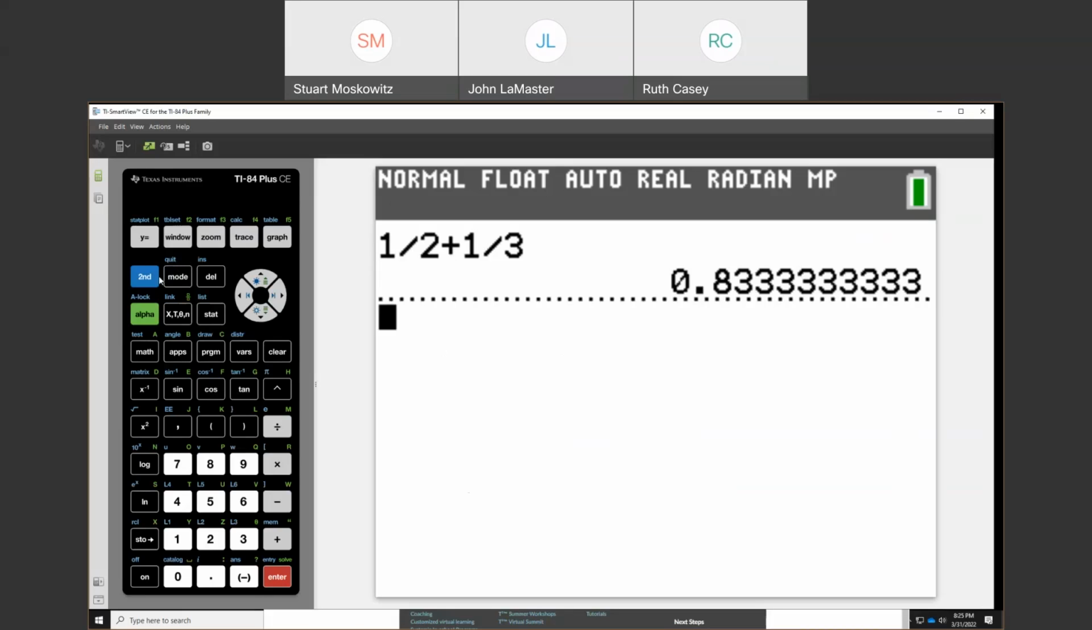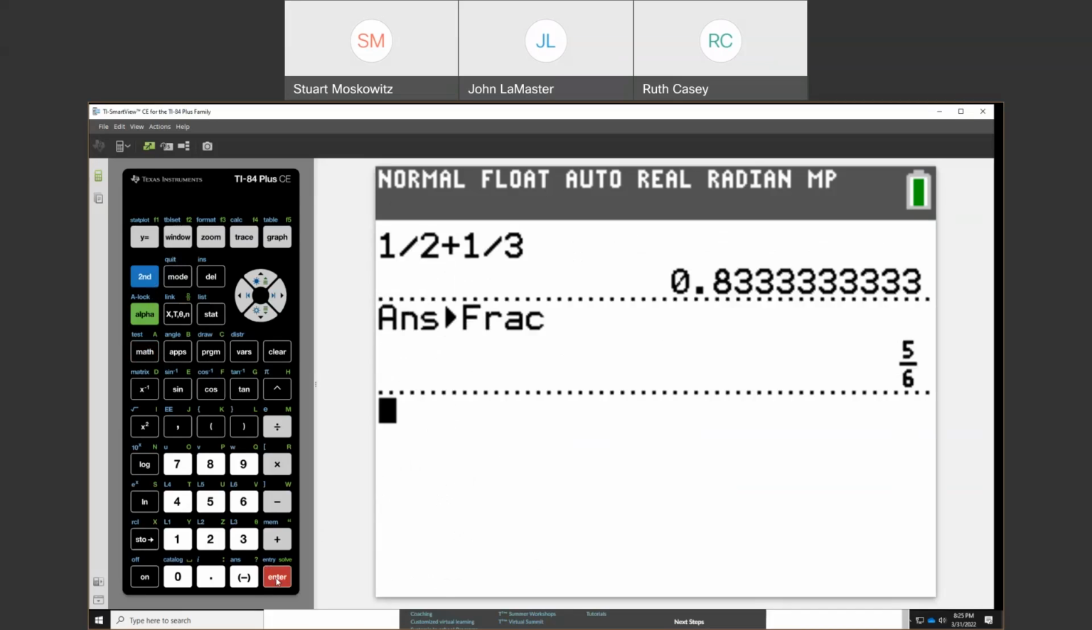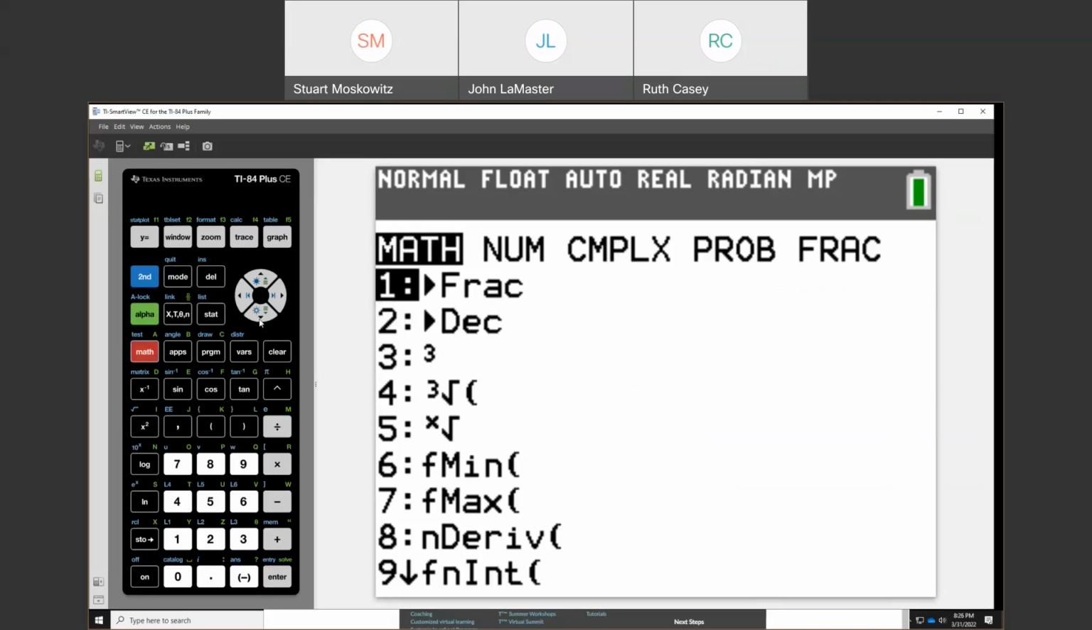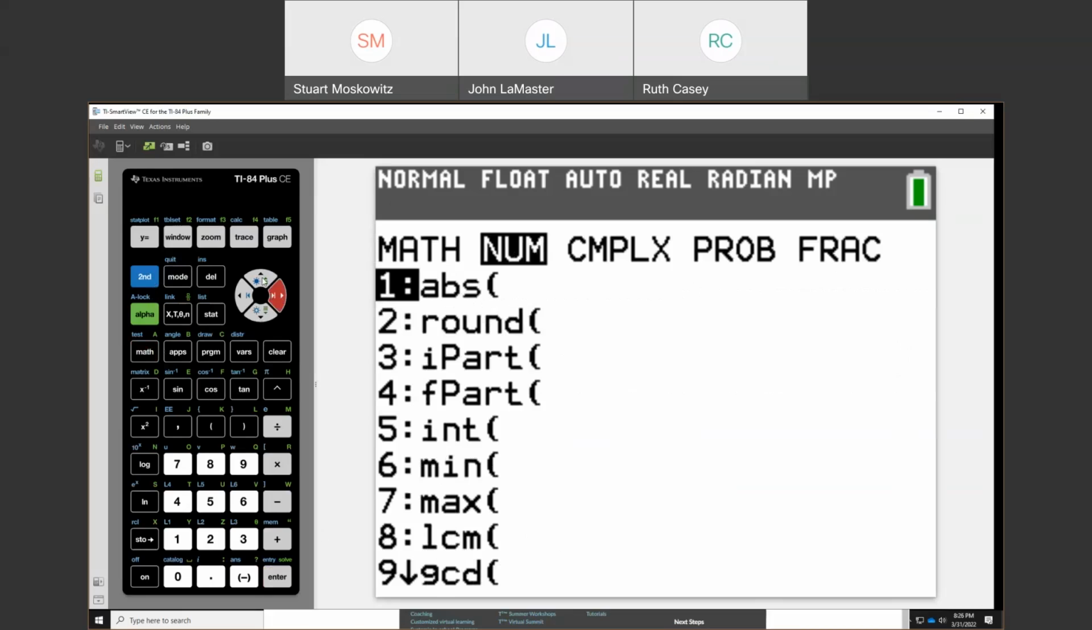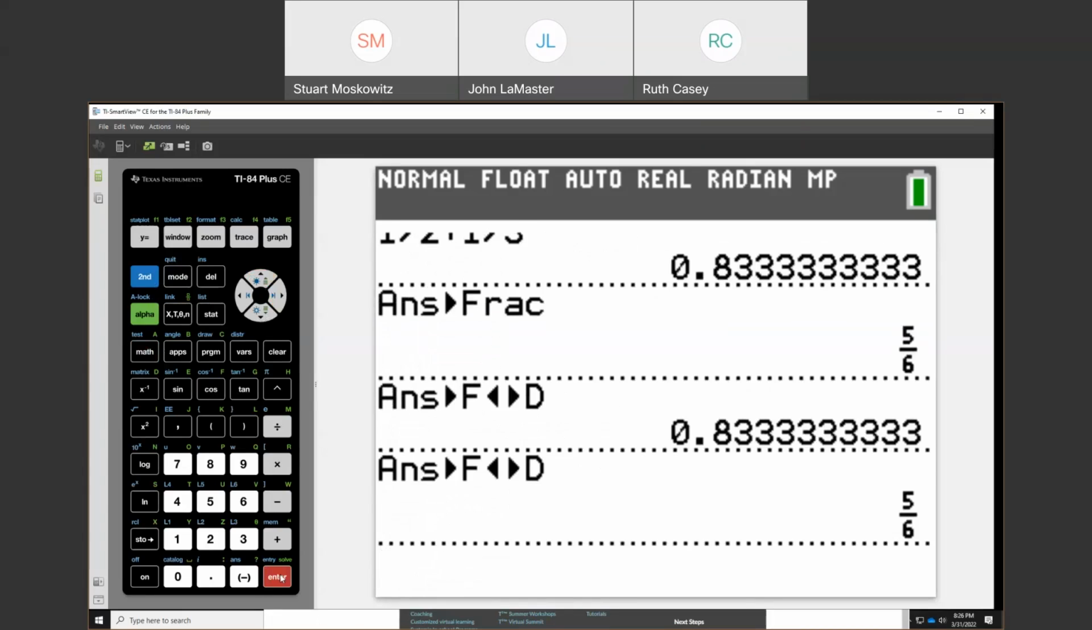And what I can do, this is a fun thing to show, is that if I go to the math menu, there's this favorite button of mine called Frac, which changes my fraction to my decimal to a fraction. And I can also go into math and show you that at the bottom, remember I can press the up arrow to get to the bottom, that I can do F to D and D to F. And it toggles.